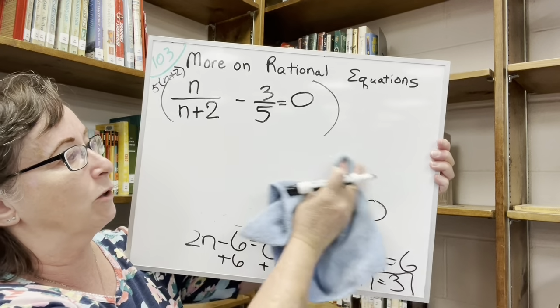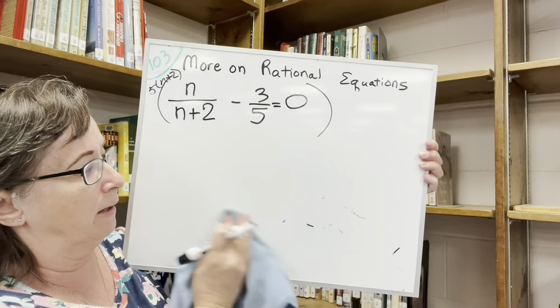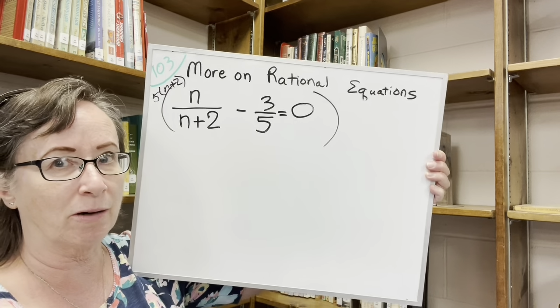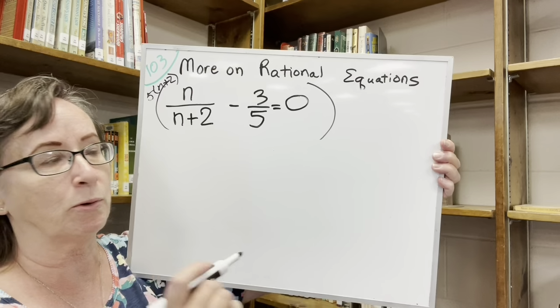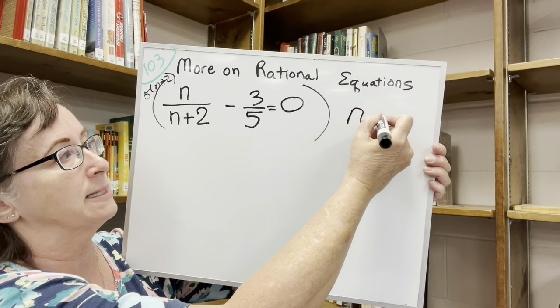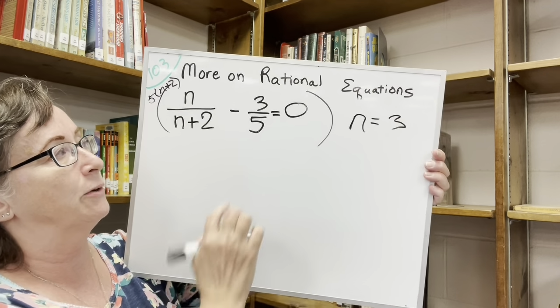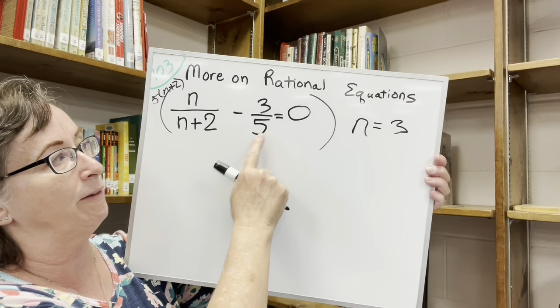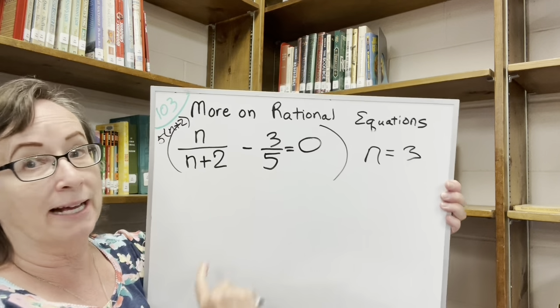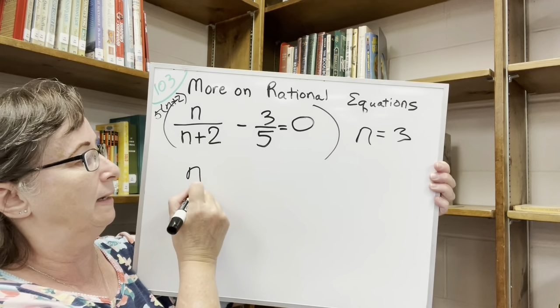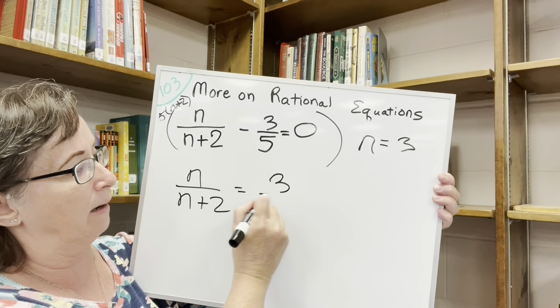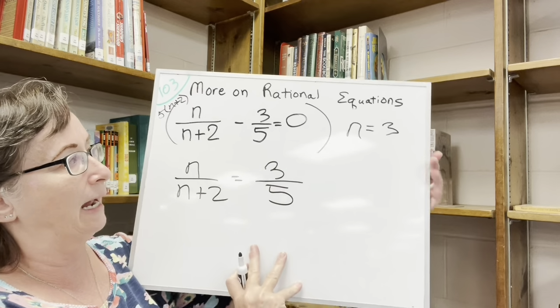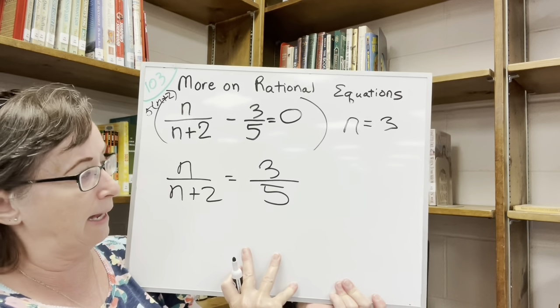Okay, since there's a 0 on one side, this equation can easily be turned into a proportion. Remember, our answer was n equals 3. So now I'm just going to add the 3/5 to both sides. And that's going to leave me with n over n plus 2 equals 3 over 5. And now I'm going to cross multiply.